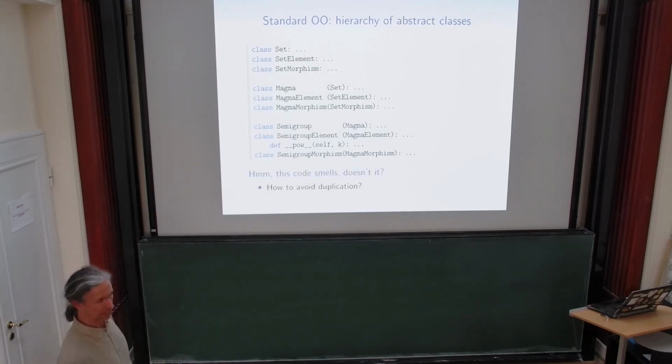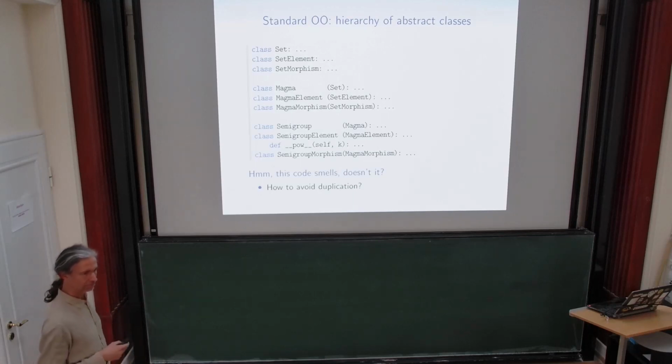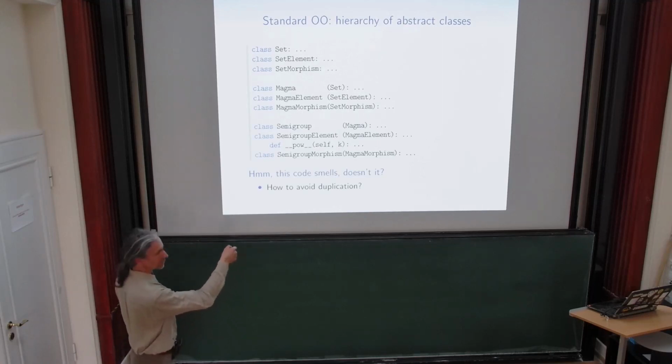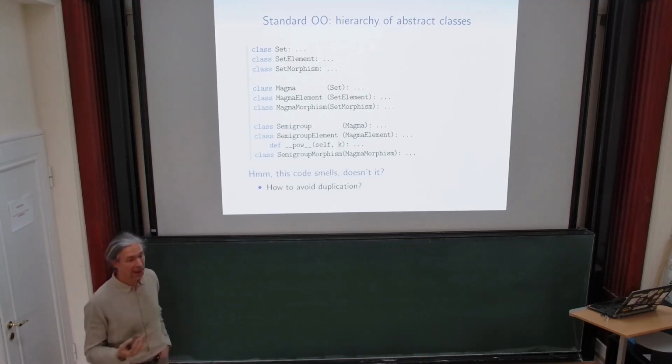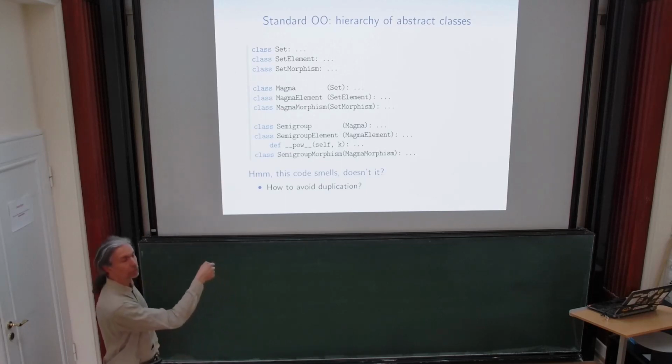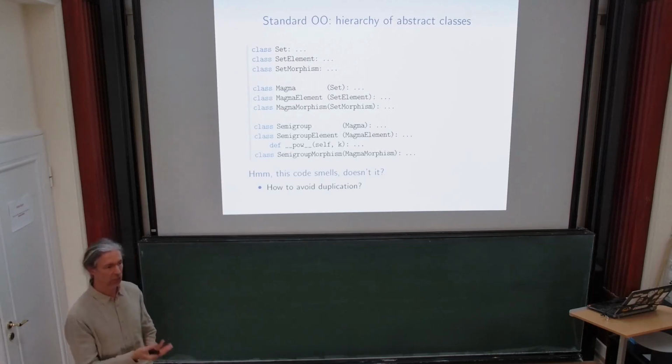So where is the code smell? Where exactly is the code smell? It's a lot of classes. Fine. But it depends. If you really have something to say about morphisms of magmas, anyway, you need somewhere to put the recipe about it. So having a class might not be so bad if you actually have code that you want to put in it.